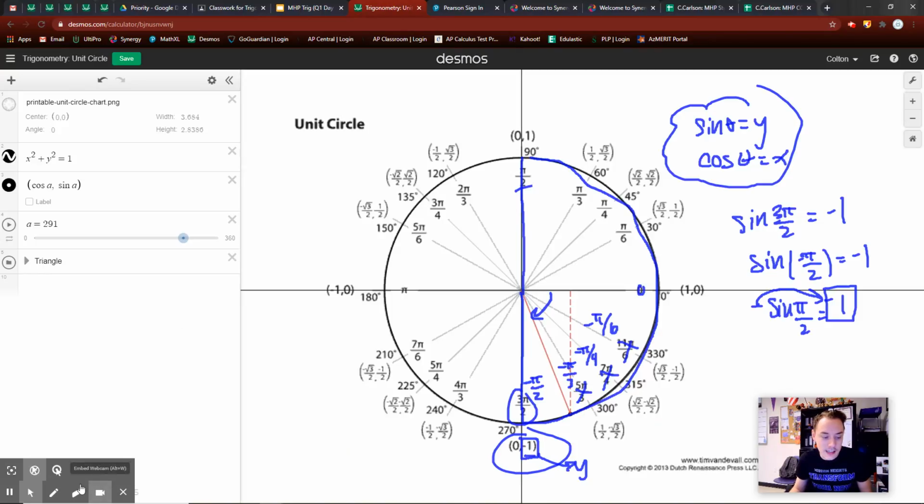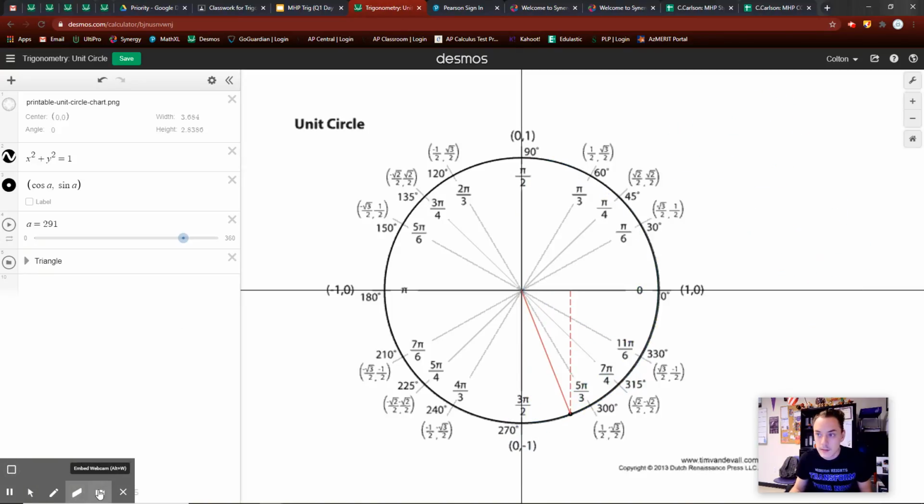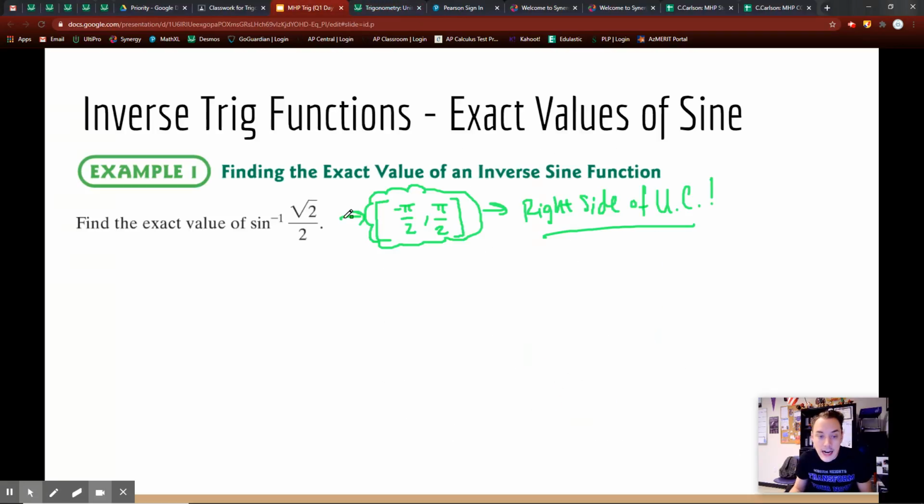Okay, let's erase all this jazz. And now this is my right side of my unit circle. So this is the right side of my unit circle. Okay, so now what do I do? Well, I need this. This is the same thing as saying sine of theta equals radical 2 all over 2. So what is theta? Theta equals what number? That's what I want to know.